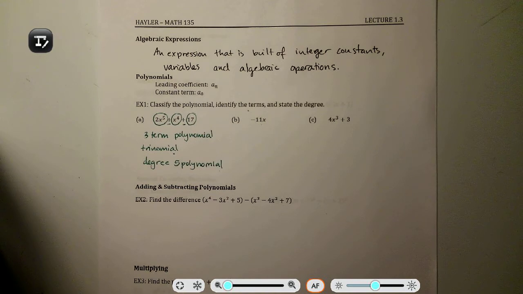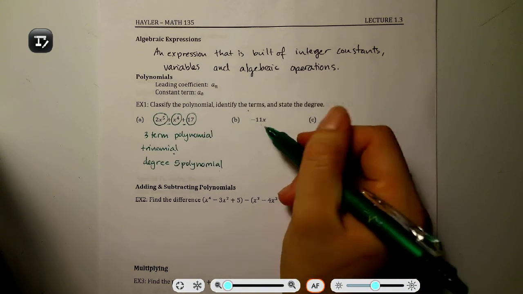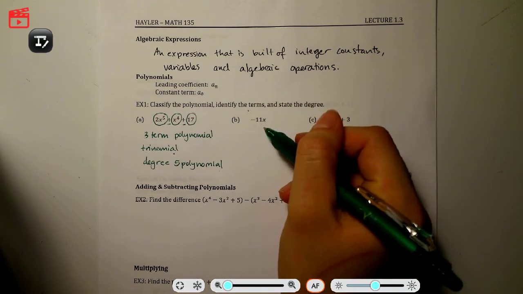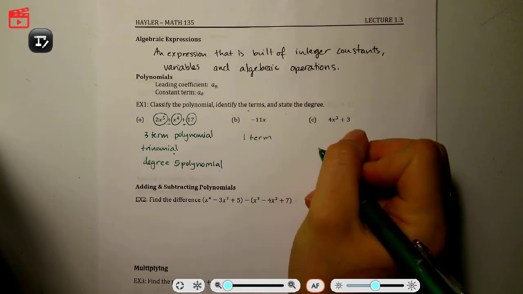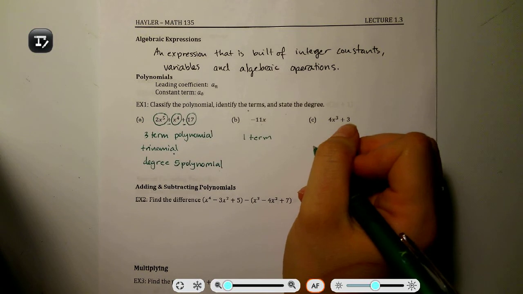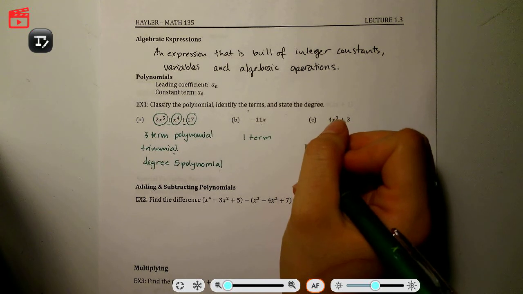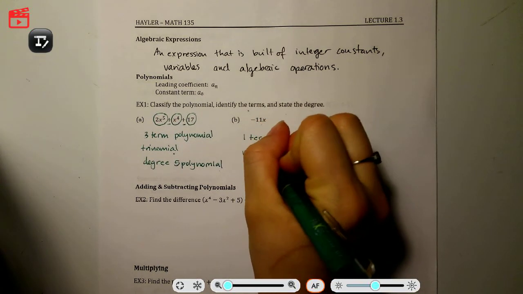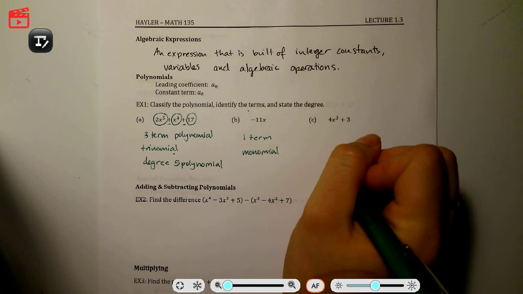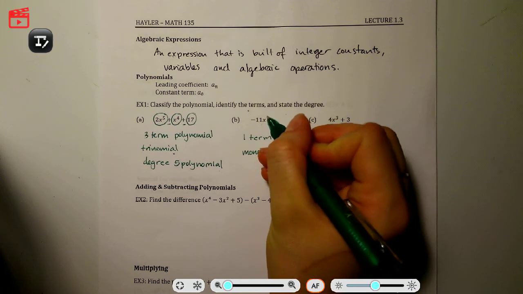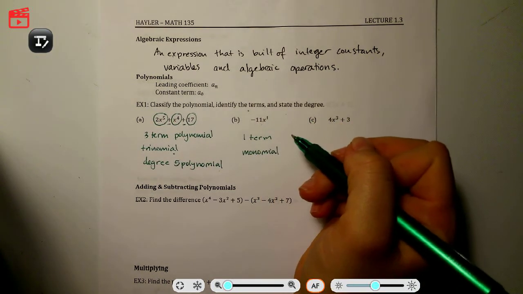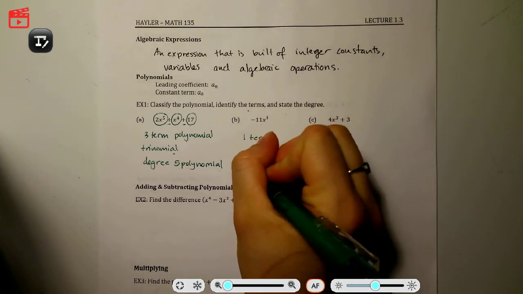Okay. So B. How many terms does this have? Well, just 1 term. So it's a 1 term. What would we call this? Well, this would be a monomial. Mono meaning 1. So monomial. 1 term. And what's the degree for this polynomial? Well, what's the degree for my x? Remember, it's that hidden 1 hanging out up there? So it's a degree 1 polynomial.